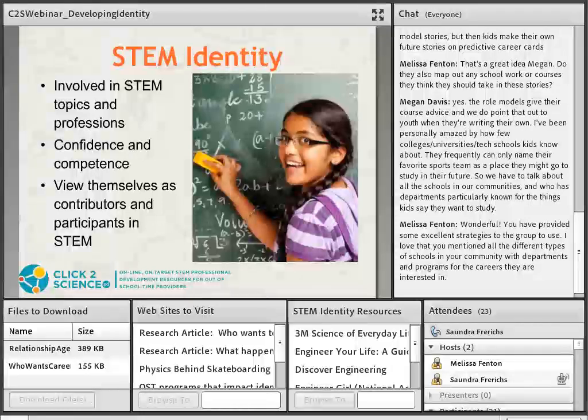As we're focusing in particular on developing a STEM identity, I want to share with you 3 fundamental experiences you can provide for students that will help them develop their own STEM identity. First is to get students involved in STEM topics and professions, to give them opportunities to meet with people who work in this area, to participate in science experiments or inquiries or engineering design challenges.